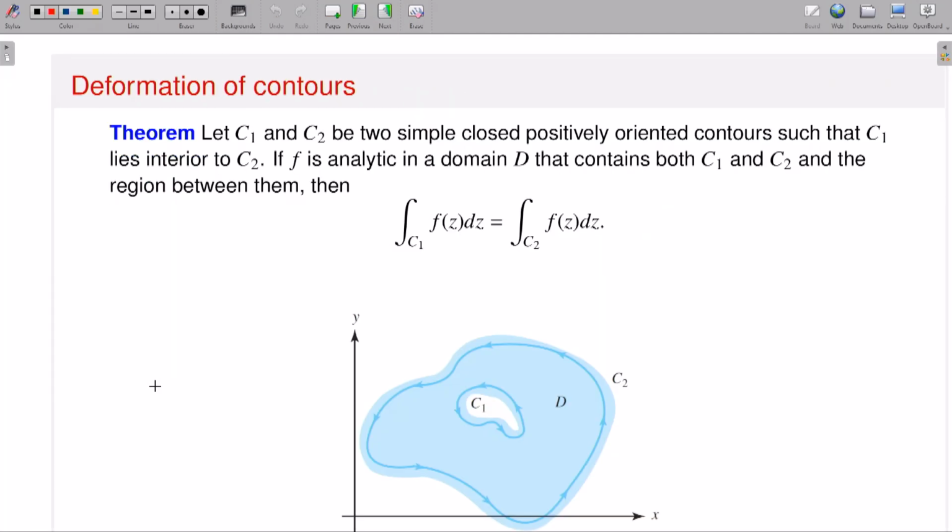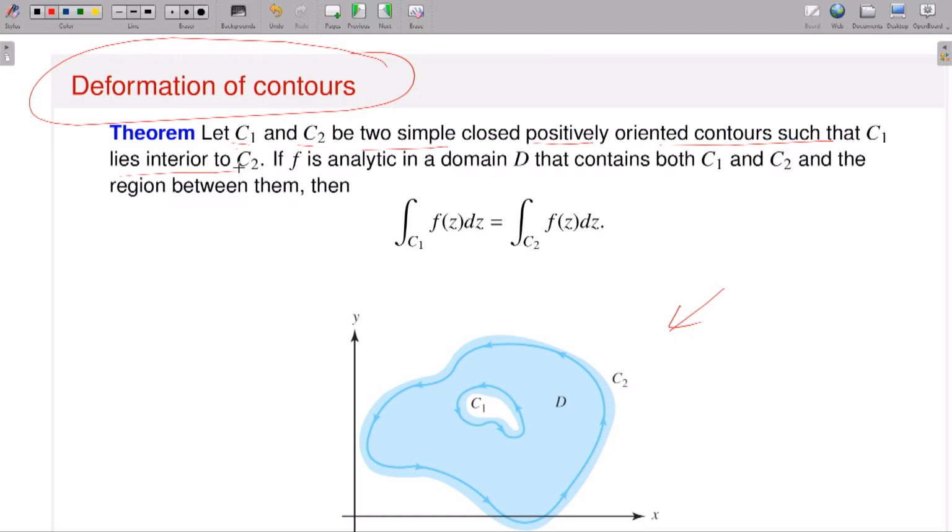Now I want to talk about Cauchy's theorem for multiply connected domains. Look, this is my domain, the green one. You have a domain, but there is a hole. So what will be the corresponding statement of Cauchy's theorem in a multiply connected domain? The first concept that comes is the deformation of contours. It says that if I take two simple closed positively oriented contours, let C1 and C2 be two simple closed positively oriented contours such that C1 lies interior to C2. Now what does it mean?